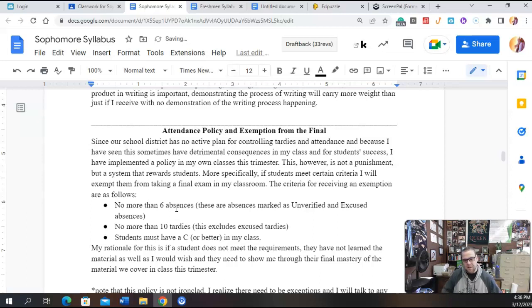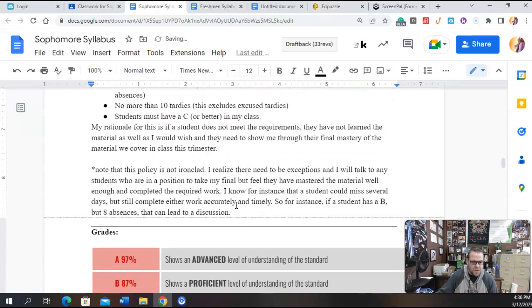And again, my rationale for this is I don't know that students learn the material well enough if they're gone incessantly or they're constantly late, because I start right at the bell. And they miss instruction, they miss quizzes. So I mostly want them to do the final to show they have mastery over the material, and if I think that they do, then I don't expect them to do it.